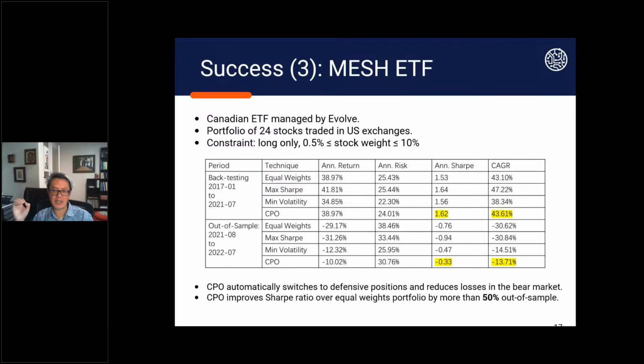If you apply it to an ETF of tech stocks, particularly tech stocks that have to do with metaverse, it's public data, and we apply the proper constraint. You might say, well, your optimization is impractical because it allocates all the capital to one stock. No, we impose the proper constraint, long only, and the stock weight is between 0.5% to 10%, and lo and behold, it improves the Sharpe ratio over the equal weight portfolio by 50% out of sample, and most importantly, it knows to switch to a defensive position during a bear market. It is remarkable. It knows to switch to less volatile stock at the onset of a bear market.